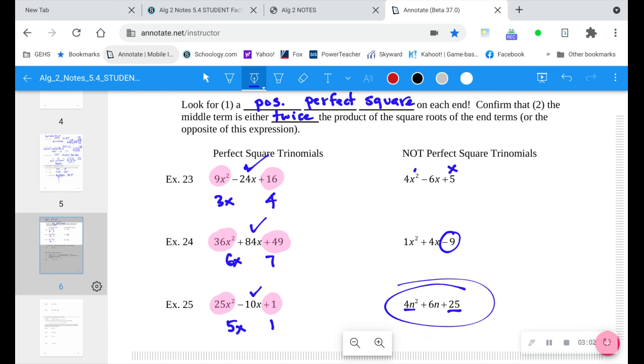So when we come over here, you're going to see the middle term is the problem. This is 2n times 2n. The back is 5 times 5. When you multiply those two expressions, 2n times 5, you get 10n. Doubling that would give 20n, and this is the wrong value here. So these all fail for different reasons.